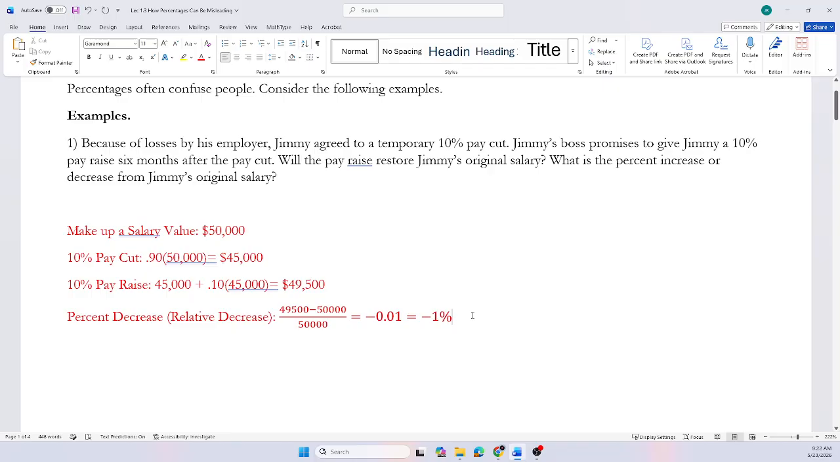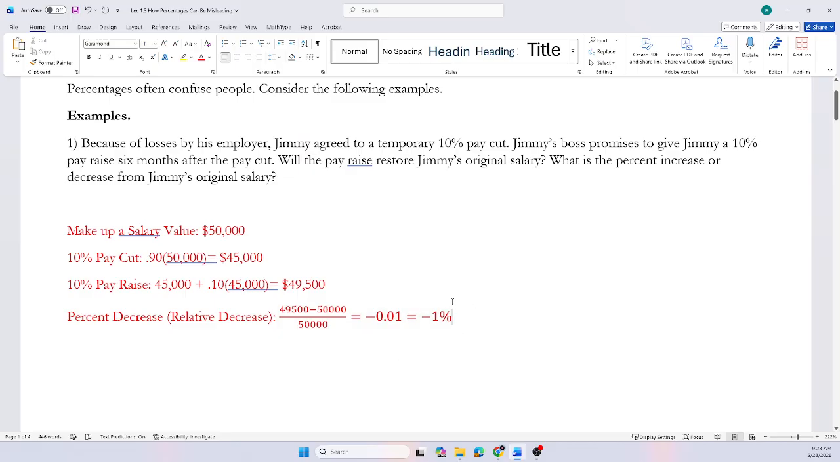So that means if you get a 10% pay cut, then a 10% pay raise, your salary will be 1% lower than where you started actually. So you're not going to be breaking even, you're going to be operating at a loss. And you can kind of see the values there.